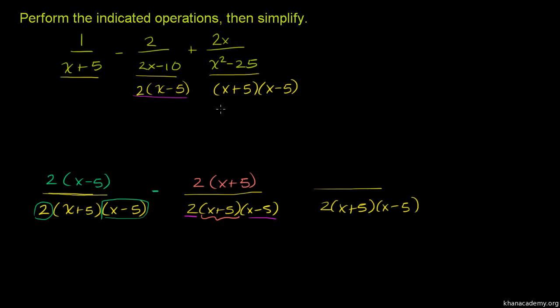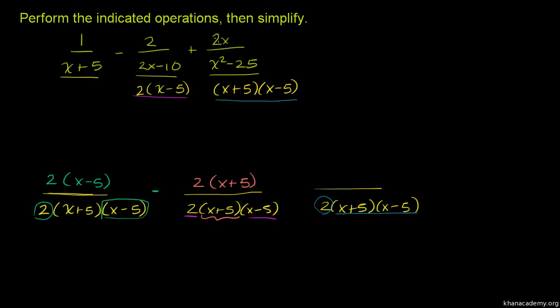Then we have this last expression right over here. We went from x plus 5 times x minus 5 to x plus 5 times x minus 5 times 2. So to go from this denominator to this denominator, we just have to multiply by 2. If you multiply the denominator by 2, you should multiply the numerator by 2.